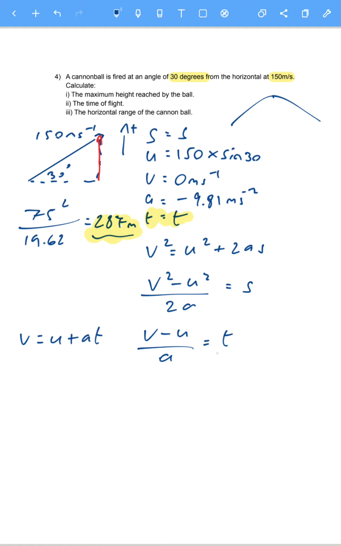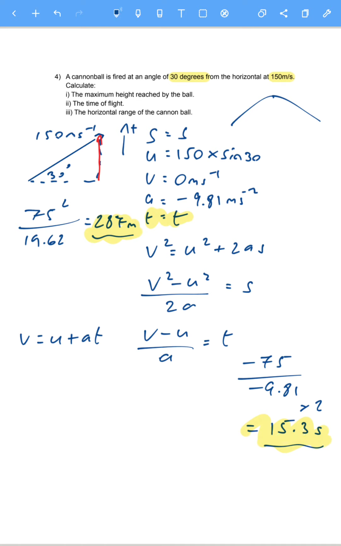So v minus u will be 0 minus 150 times sine 30, so that's minus 75, divided by the acceleration, which is minus 9.81. So you just need to do 75 divided by 9.81, which gives us 7.645 seconds, and then obviously times that by 2 to get the time of flight. So the time of flight in total is 15.29 seconds, or 15.3 seconds. Okay, so hopefully you got that one right.